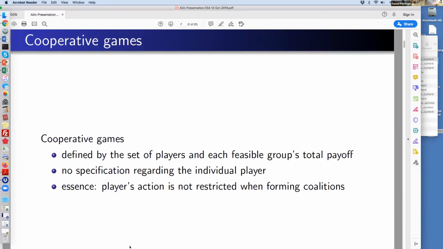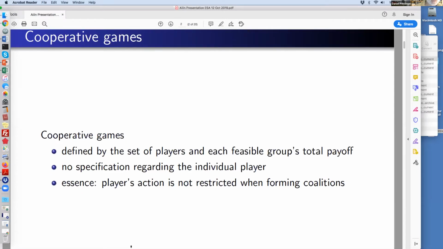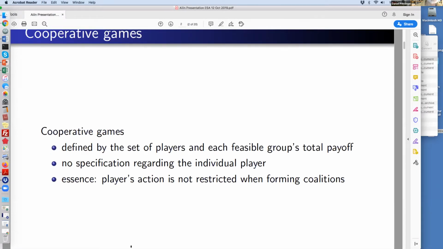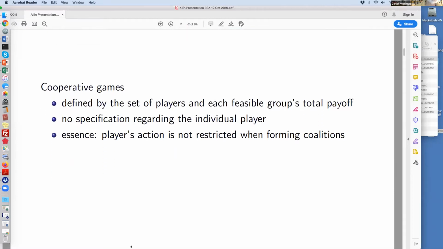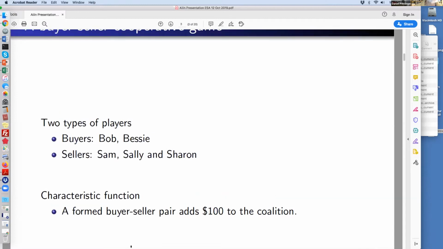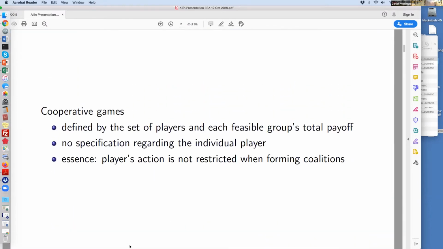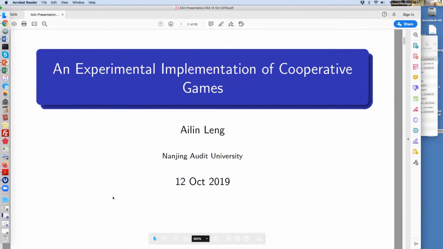Let me say a few general words. Cooperative games is a wonderful, important area. It used to be half of all of game theory. As she says, it's defined differently, and in such a way it's not obvious how to do it in an experiment. But the essence is, as Ailin, whoops, this is Ailin. I have her presentation. Sorry, let me.